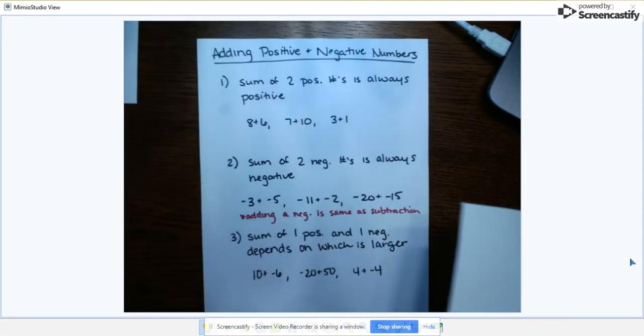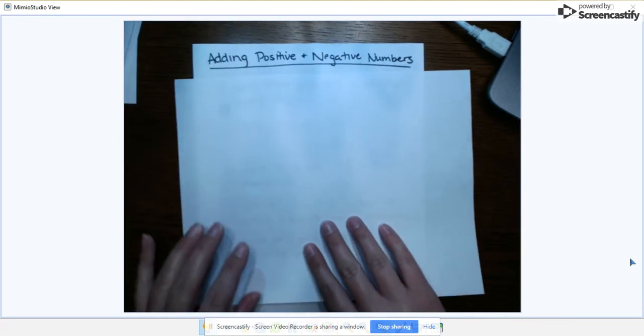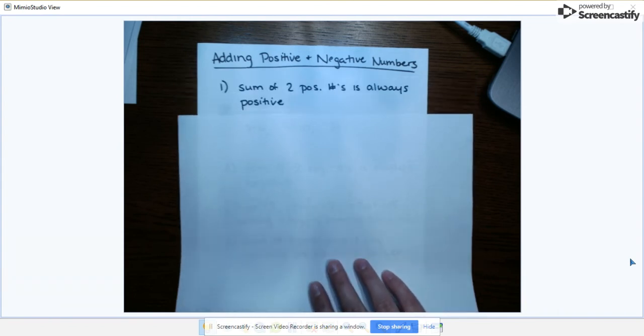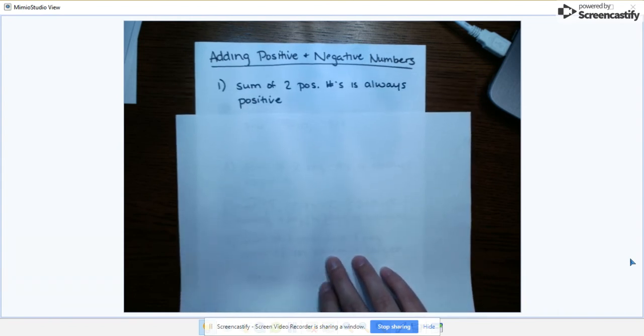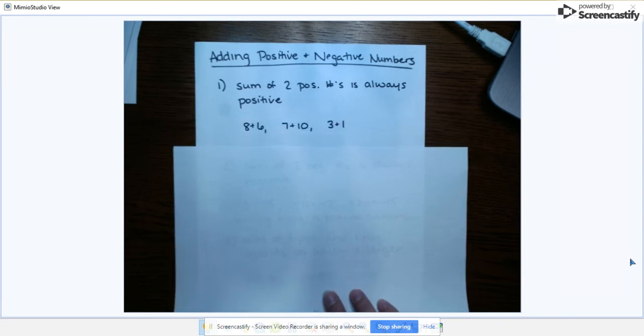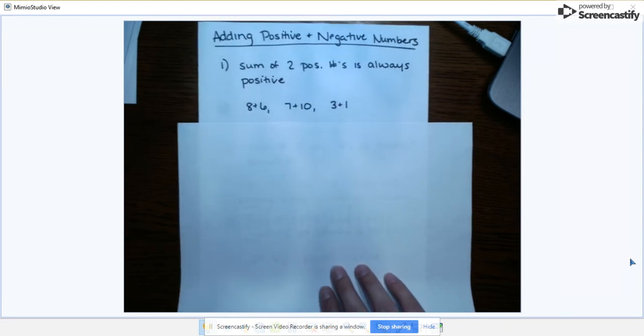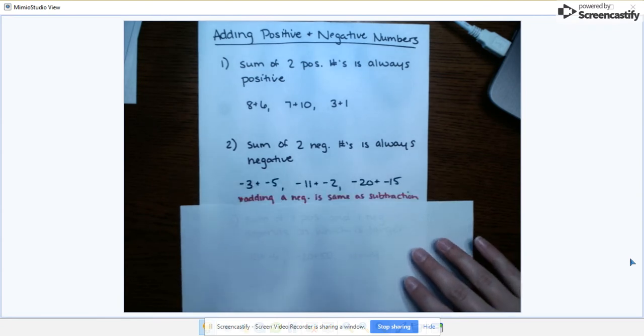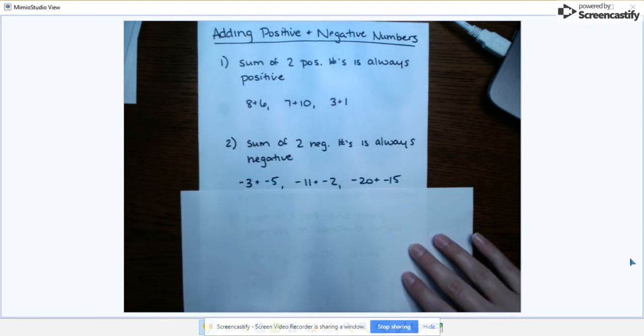And lastly, we're going to talk about adding positive and negative numbers. So we have three basic rules. If you have two positive numbers, when you add them, your answer will always be positive. Here's a few examples. If you have two negative numbers and you add them together, your answer will always be negative. So there's a couple examples as well.